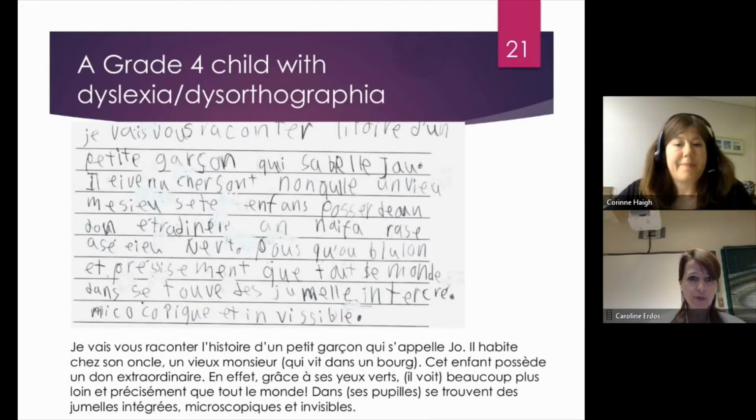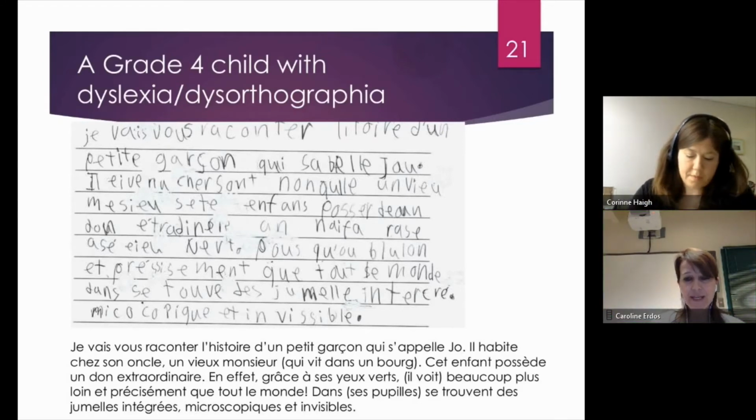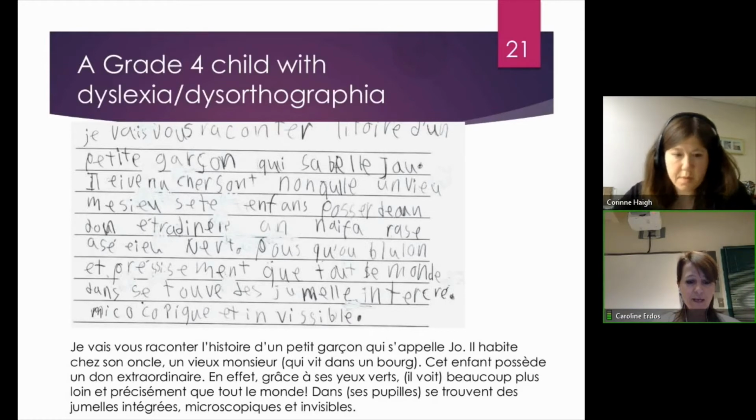Here's an example of a grade 4 child with dyslexia and dysorthographia. So the task here was the child had to write a text that I dictated to him. The text is at the bottom of the slide. This is a child, unfortunately I don't have an example of this type of an activity in a second language. So this is in the child's first language. This child has perfect vision, corrected vision, perfect hearing, and above average IQ, first language speaker of French.